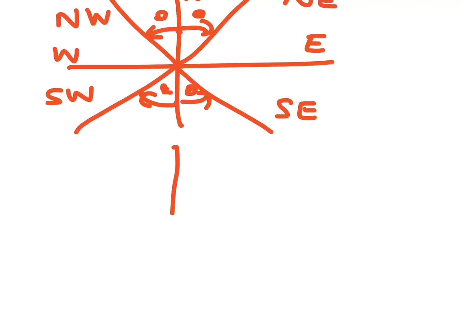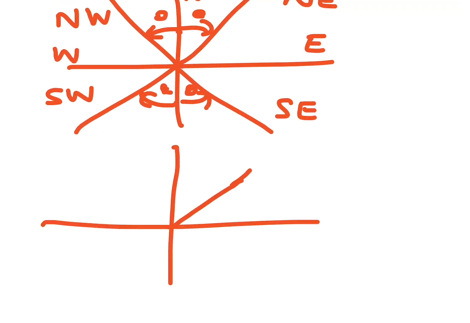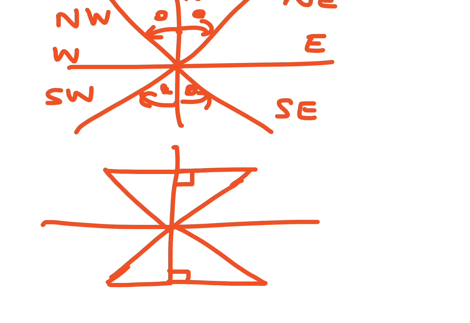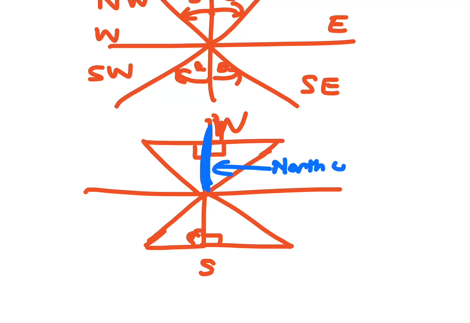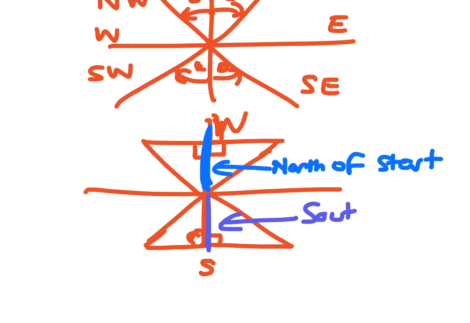Just another thing: when you are doing bearing problems, it's always a good idea, you don't have to, but it makes life easier, if you always draw your triangle back to the north-south line. Now, if you were working out how far north you are of your start, then that would be that line along there. How far north from your start? If you were trying to figure out how far south of your start, this one here would be how far south of your start.